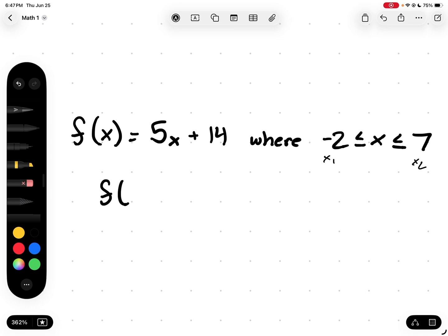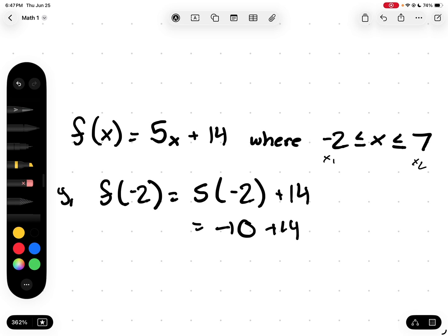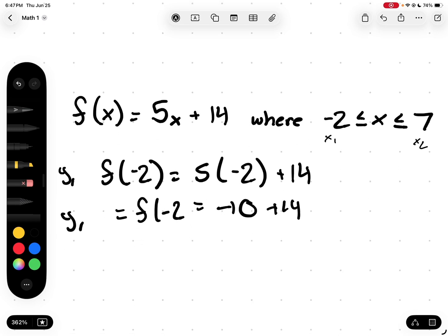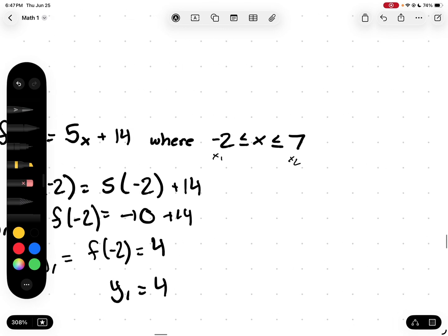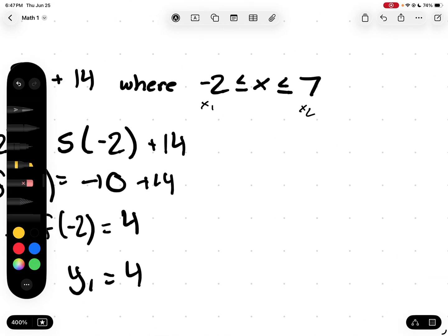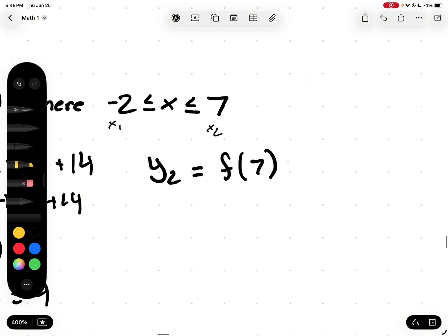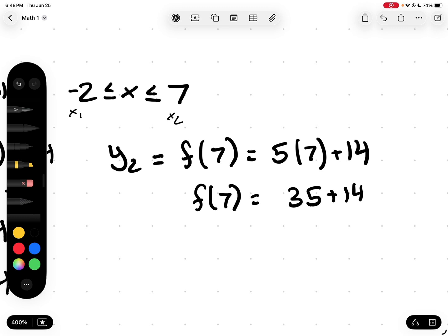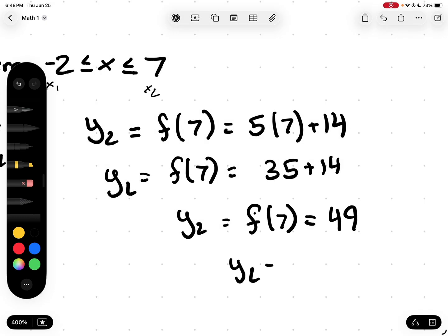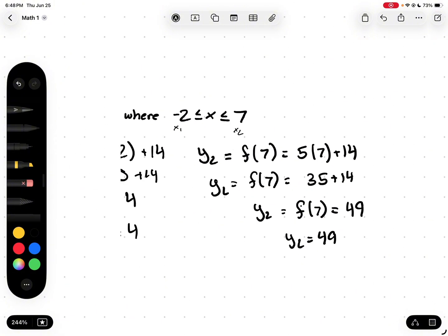So this is for y1, where we use −2 because that's x1. We're just going to replace all the x's with −2's, where we get −10 + 14 = f(−2), which is equal to y1, where y1 equals 4. And we're going to repeat that process for x2, or 7. Okay, as you can see, y2 is equal to 49 and y1 is equal to 4.